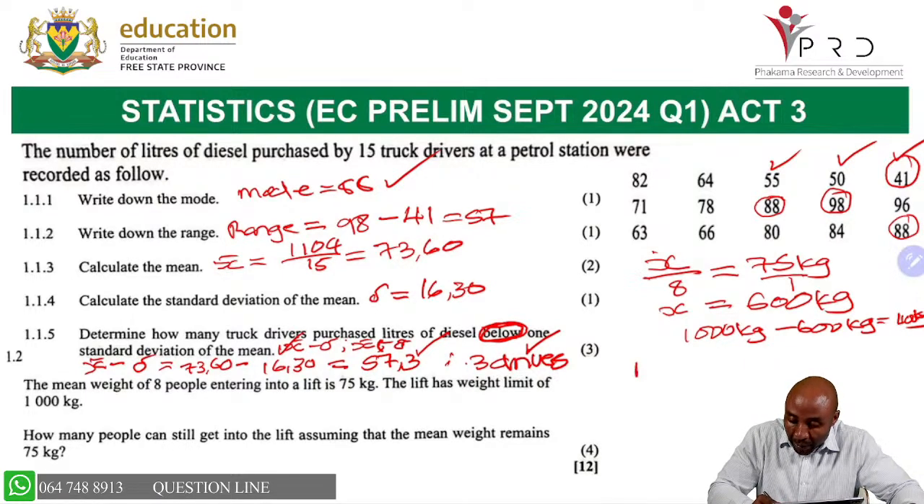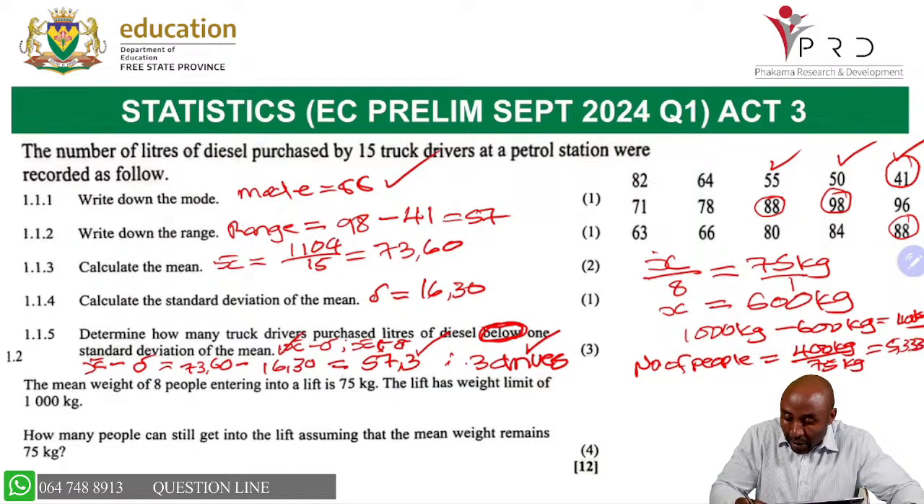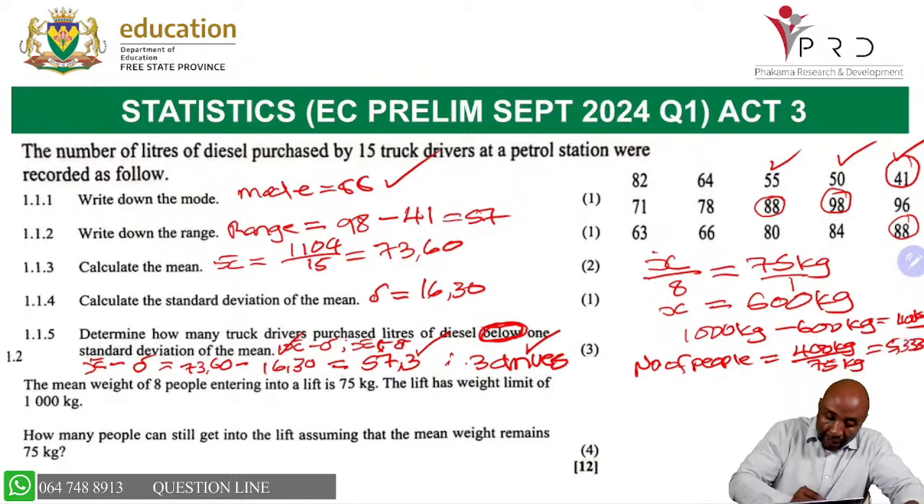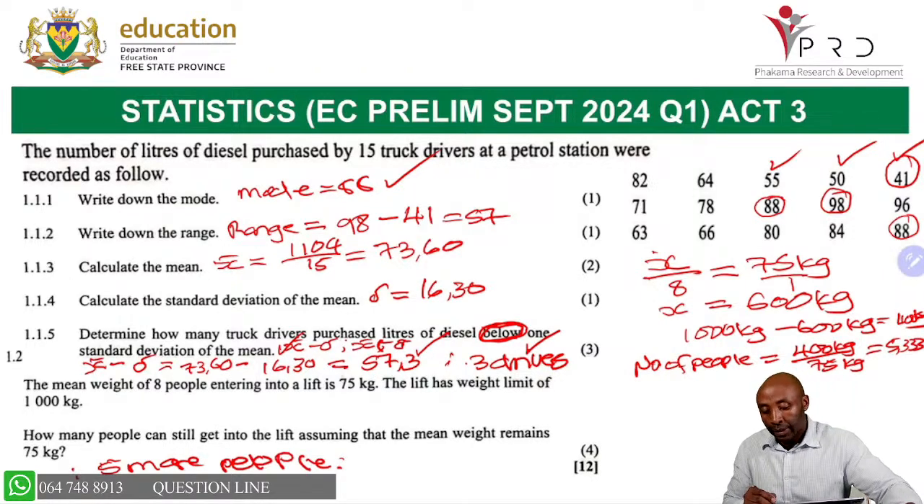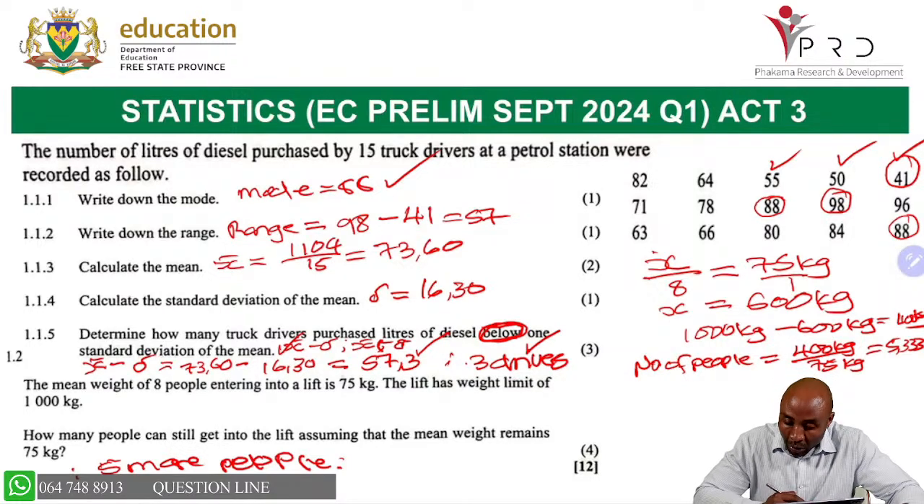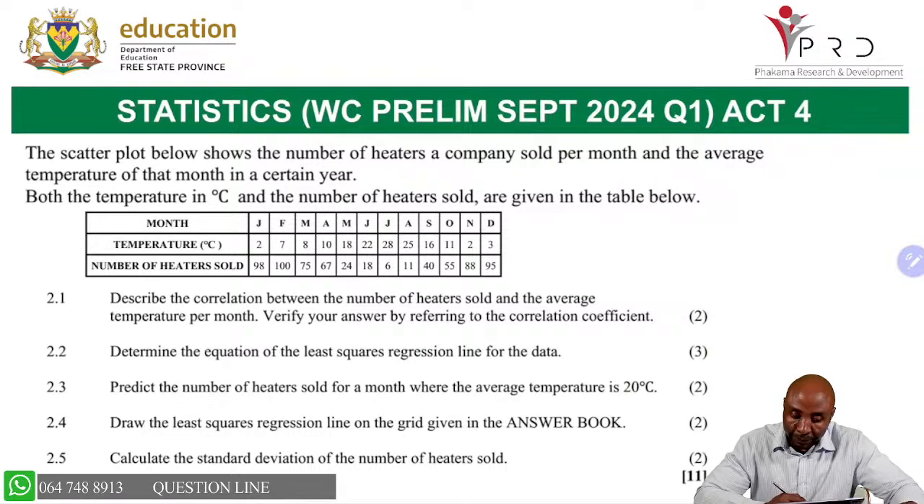Now, to get the number of people, it will become the 400 kgs divided by the mean weight, which is 75 kgs, and this should give us 5.33. But we cannot have a 0.33 of a person, therefore we would say 5 more people can still go into the lift. It's an application, nice question. We must be able to answer such questions. Now, we move forward now to our grade 12 statistics.